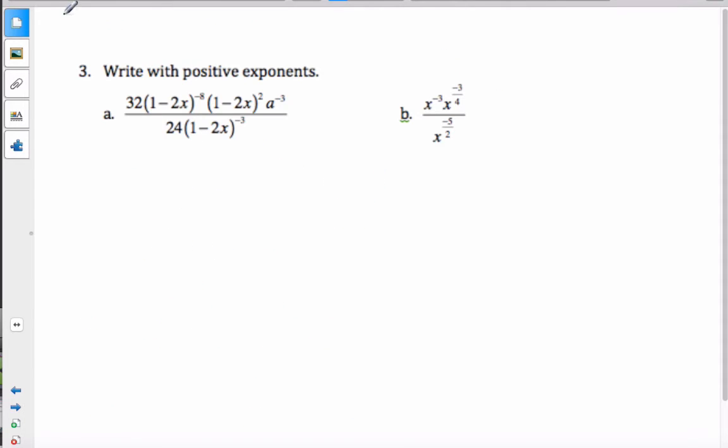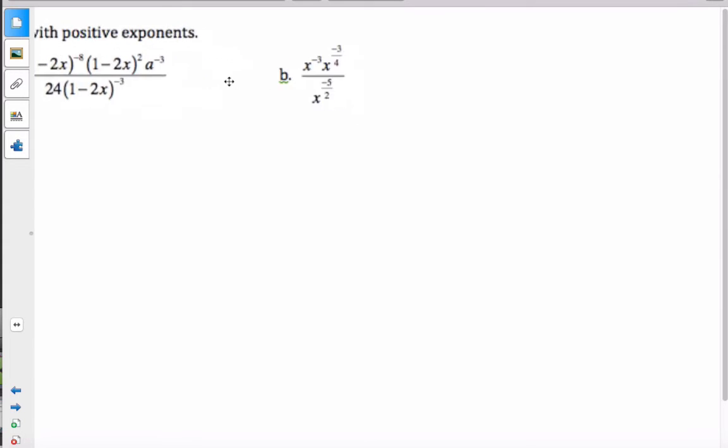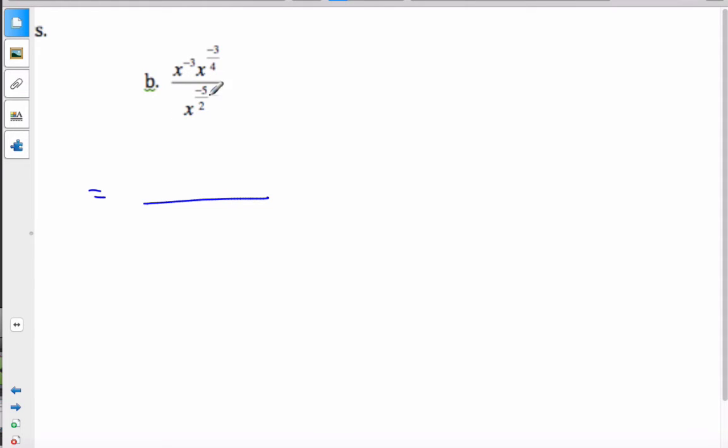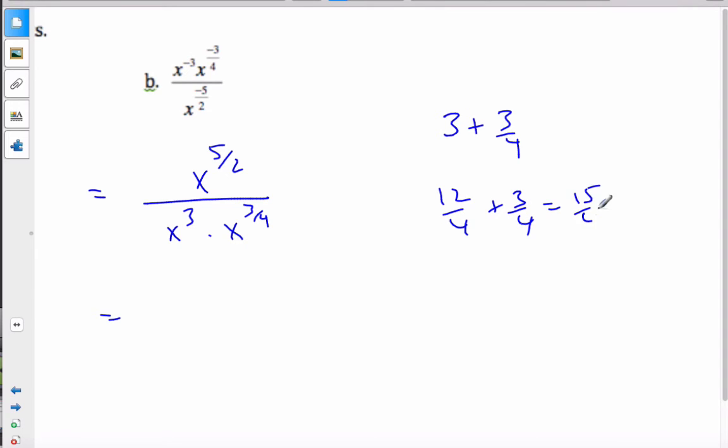Let's try another example. Here we have this example now, and we're just going to deal with B part, where we have all these numbers here. My strategy, make everything positive. So that means this part here comes up to the top and becomes positive. And both these go to the bottom and become positive. So when I do this, I'm going to add these together first. And so my scratch work is 3 plus 3/4, which is 12 over 4 plus 3/4, which is 15/4.